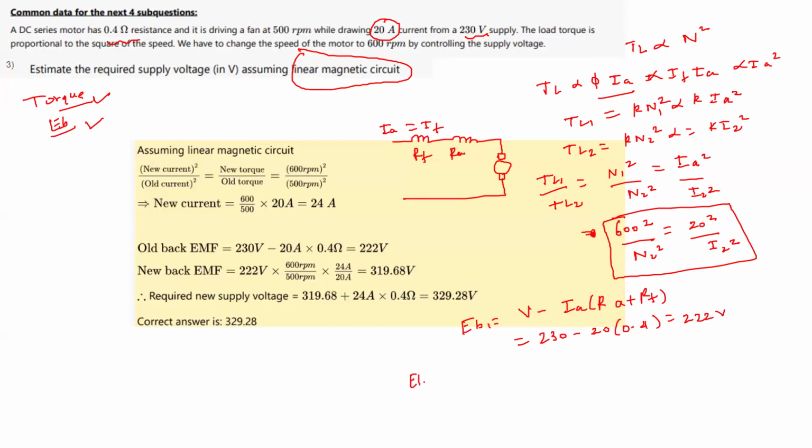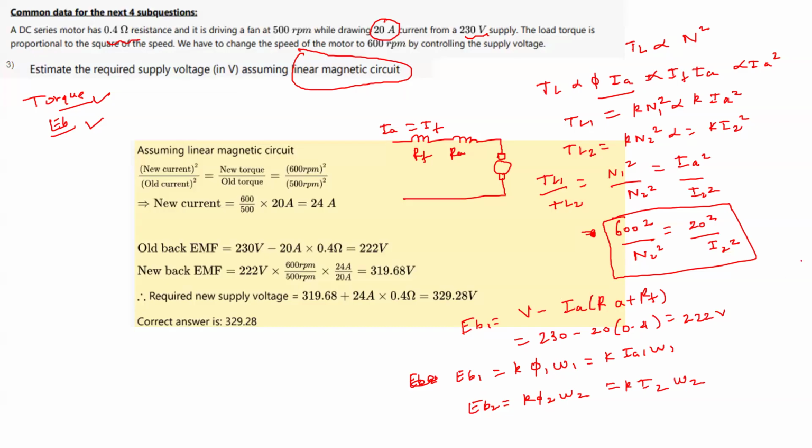Now what about EB2? So EB1 is proportional to K phi 1 omega 1, and EB2 is proportional to K phi 2 omega 2. So phi 1, because it is a linear magnetic circuit, is proportional to If, and If is equal to Ia for a series motor. So this becomes K Ia1 omega 1, and this is K I2 omega 2. Okay, so this is the situation.